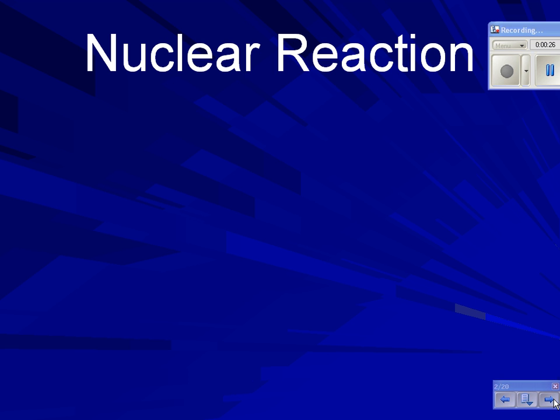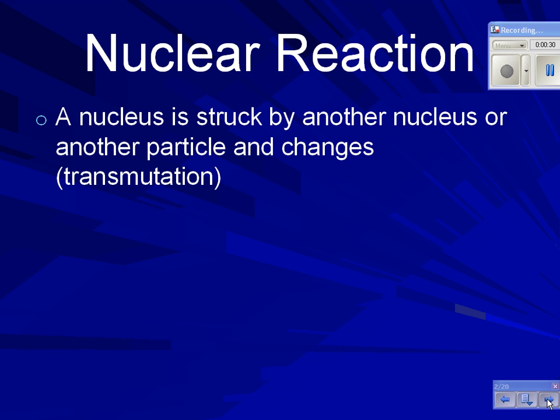So, a nuclear reaction tends to occur when you have a nucleus that gets struck by another nucleus or another particle and then changes into something else. We call that a nuclear reaction. The technical term is a transmutation. Transmutations can occur naturally or they can occur artificially, in which case we call it artificial transmutation. That's where a nucleus has changed, and usually in the process of changing, you're going to get some energy released. Sometimes you can get energy absorbed depending on what's going on.